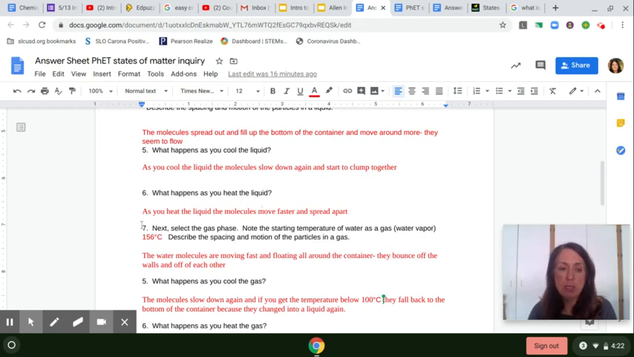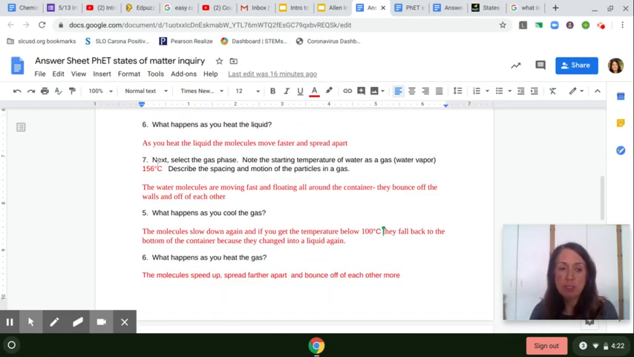What happens as you heat it? As you heat it, they move faster and they start spreading apart. If you heat it enough, it's going to turn into a gas. That's what number 7 says, select the gas phase. You should have seen it started at 156 degrees Celsius, though it actually starts turning into water vapor at 100 degrees Celsius. The water molecules are moving faster and floating all around the container. They bounce off the walls and into each other.